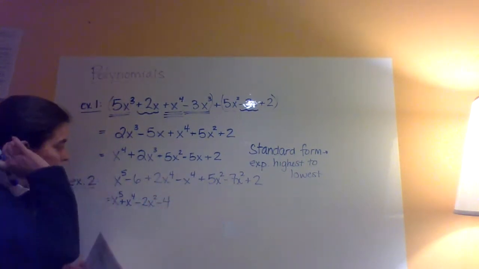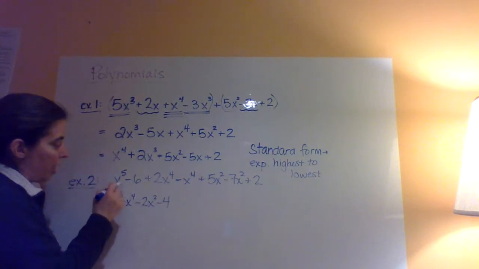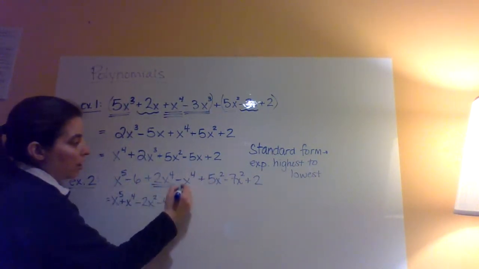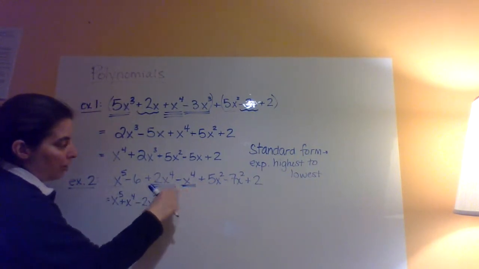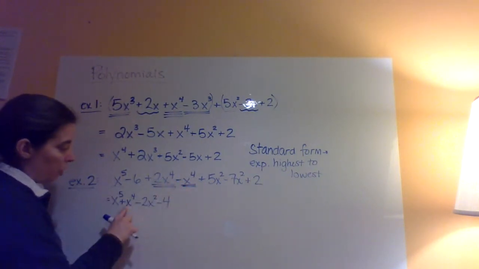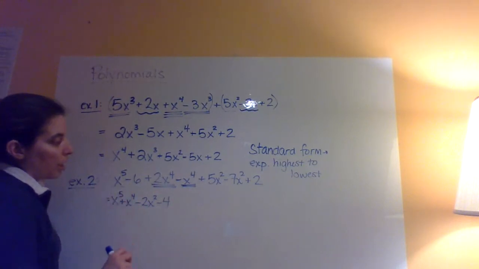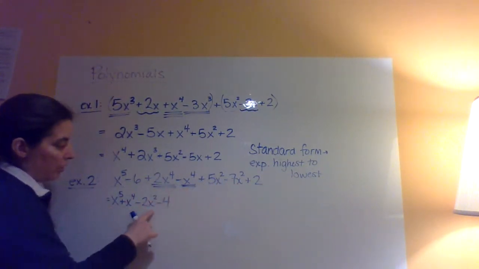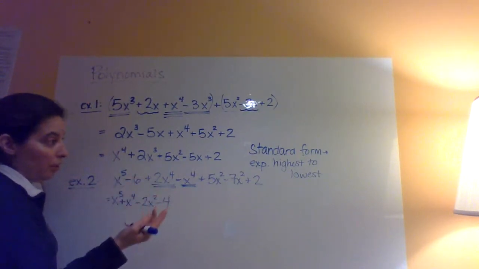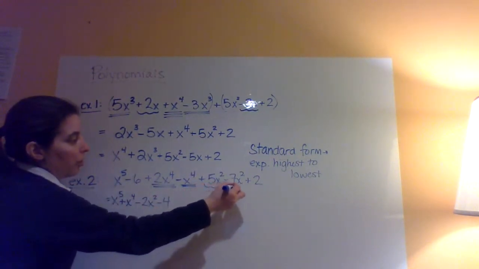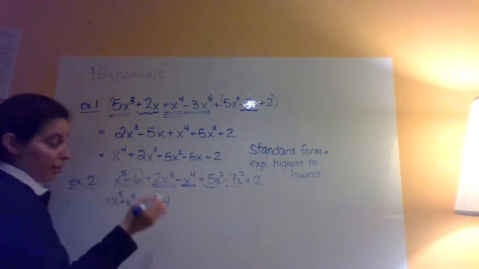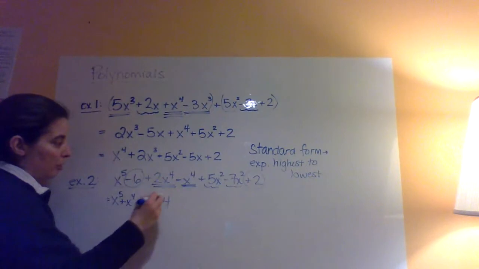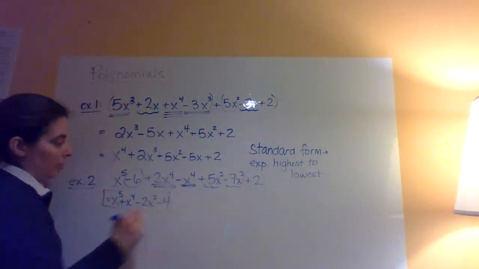Okay, so when we look at this, we have x to the 5th. There's no other x to the 5th, so nothing else for that to combine with. I have 2 terms that have x to the 4th, so 2 minus 1 is 1. 5x squared minus 7x squared is negative 2x squared. Notice there was no x to the 3rd, and that's okay. And then this is a plain old number, a constant, we call that, because it doesn't change. Negative 6 plus 2 is going to give us negative 4.